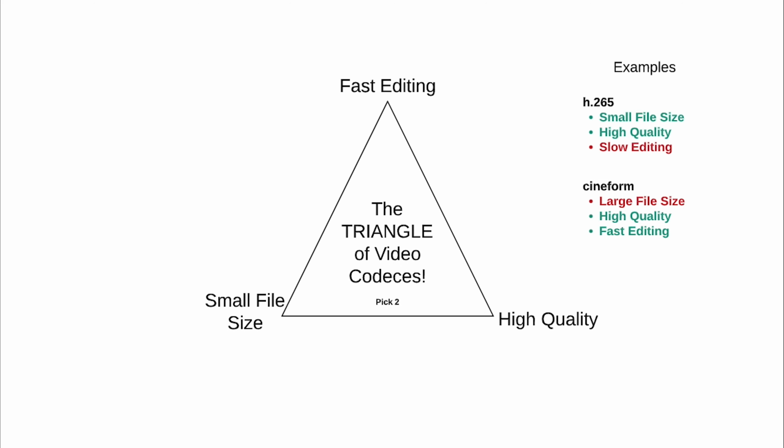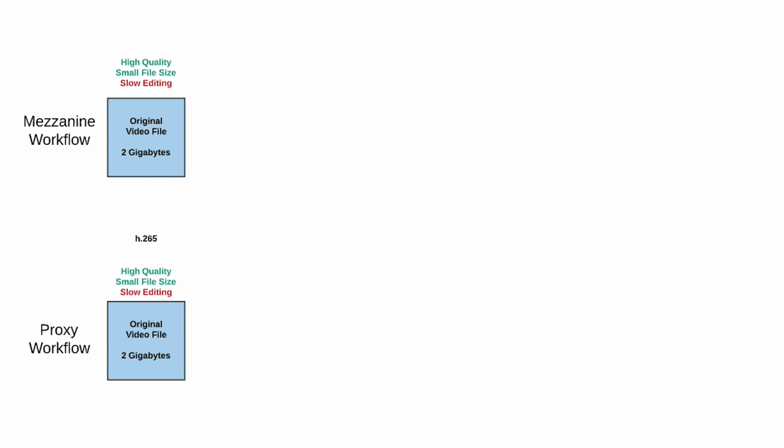But if we look at the Cineform mezzanine codec, it is a large file size because the compression is very little, but it's also high quality, and because it's compressed very lightly, editing is fast because you're just editing a raw file. Now obviously you can change the compression quality of both H.265 and Cineform, and that's going to change your triangle, but no matter what, you're always going to lose one or the other. So now that we understand the limitations of video codecs, let's take a look at the two different workflows.